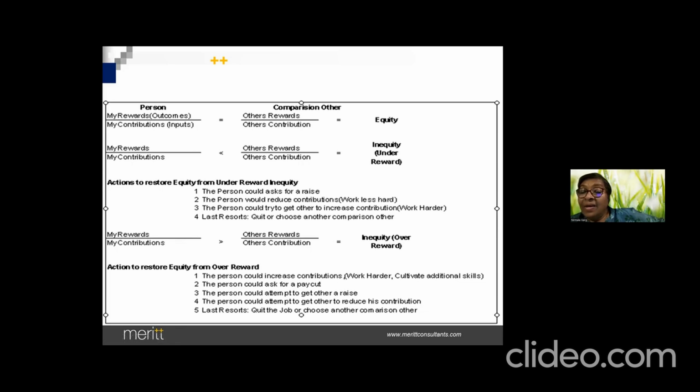If it is lesser than the other person's reward versus contribution, right? Then what will happen? There is inequity. When there is inequity, what will happen? I'll be demotivated. You tell me, what will you all do when you find that there is inequity? What will you do? Typically, human behavior. What will you do? Guys, quick.